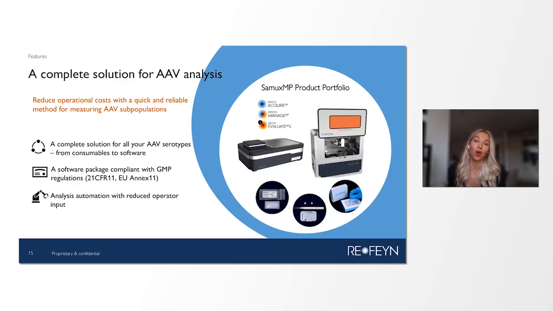Again, a quick overview of the SamX MP and SamX MP Auto mass photometry instruments, which could reduce operational and analysis costs by offering very reliable measurements. They are a complete solution for all serotypes because they're serotype agnostic. Moreover, they could be used in the GMP environment as a QC release method, and the software is compliant with GMP regulation and the 21 CFR Part 11 guidance. Hardware and software are very intuitive to use, with the possibility of automation.